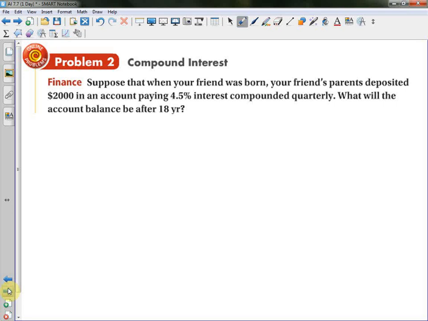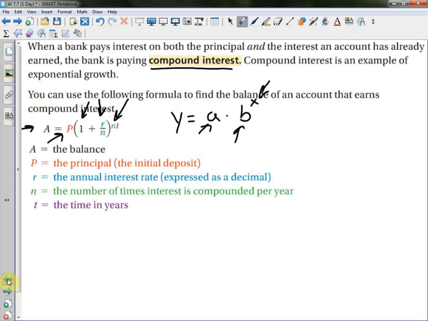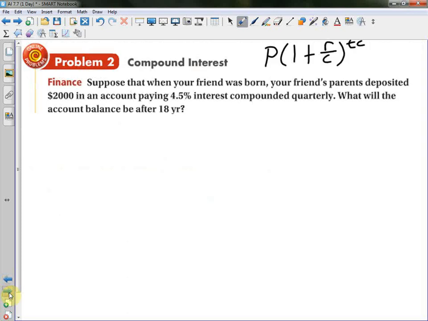What will the account balance be after 18 years? Well, let's figure out. First, let's write down the compound interest equation, which is going to be principal, parentheses 1 plus rate divided by compounds per year, times time times the compounds per year. And I use the same variables on all of those. Oh, I guess I need to use n instead of c. My mistake. So these should be n's. Okay, and that's all going to be equal to the amount in the account.